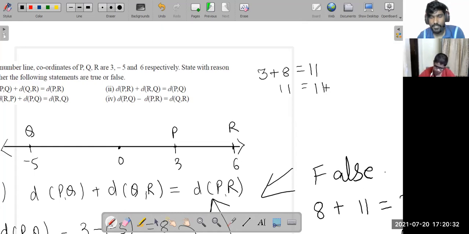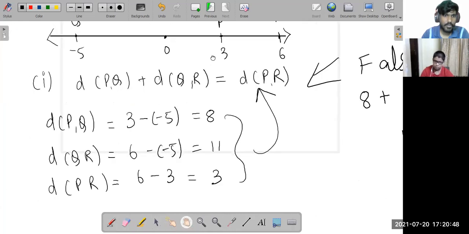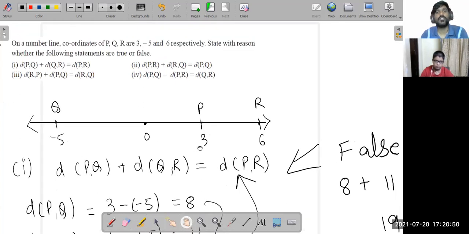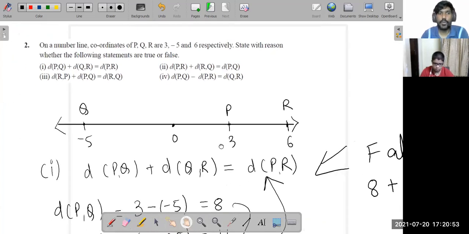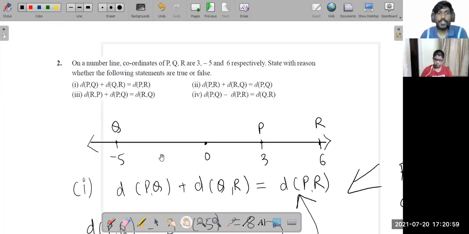So, LHS is not equal to RHS. Not equal for the second one, are you sure? Yes, sir. Distance PR is 3, distance RQ is 11, and distance PQ is 8. Okay. So the second statement is also false. Try for the third one now.